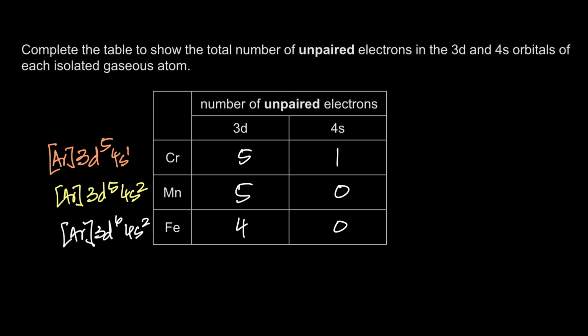Now this is some basic introduction to the electronic configuration of elements from the d block and transition elements. All right.